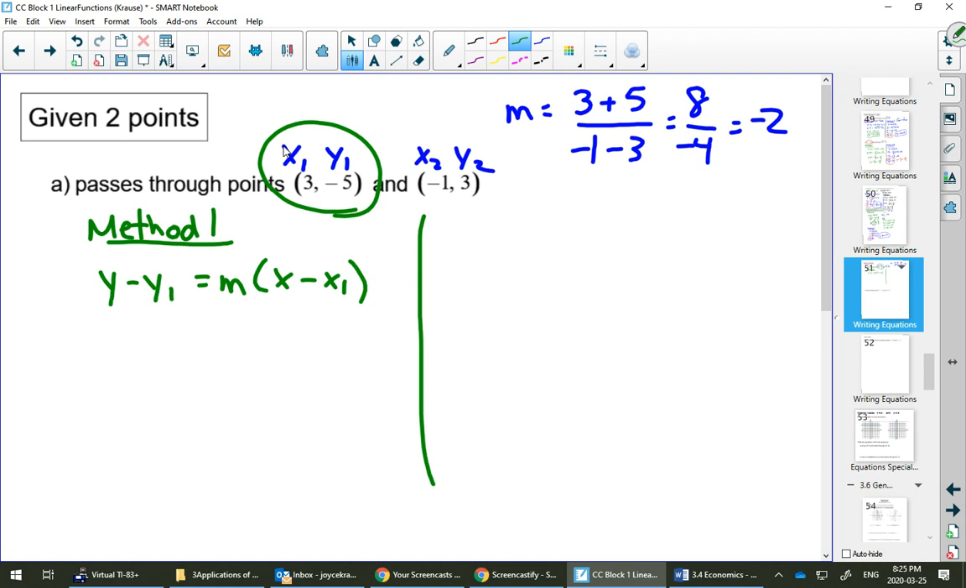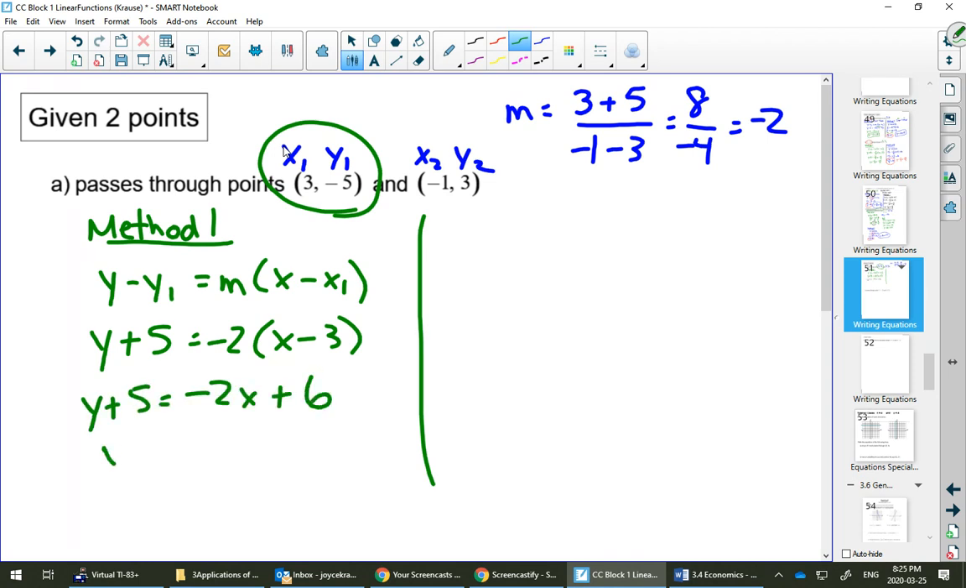We've got y minus y1, so y minus a -5 gives me y plus 5. My slope we found was -2, and x minus 3. Multiplying that out, we're going to have -2x plus 6. y equals -2x, and 6 minus 5 is a positive 1. So we're going to have y equals -2x plus 1.